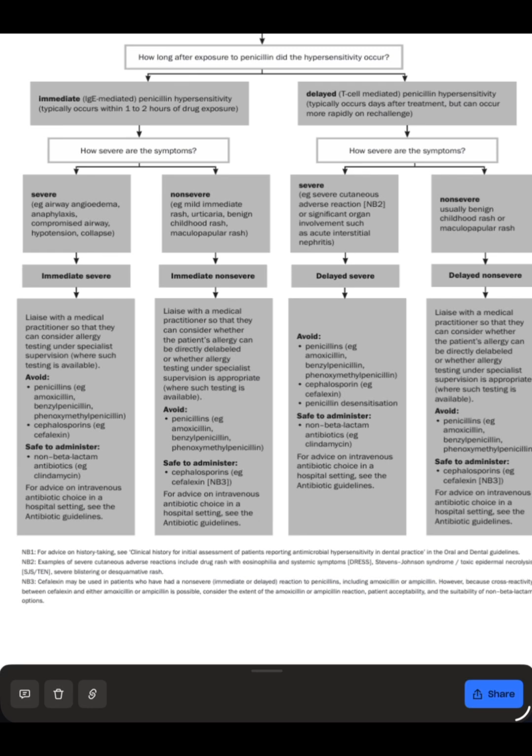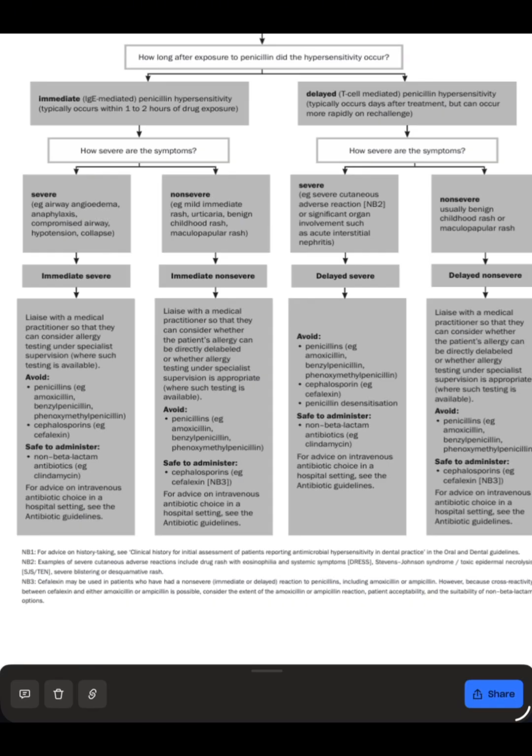Okay, it is safe to administer non-beta lactam antibiotics, for example, clindamycin. For advice on intravenous antibiotic choice in a hospital setting, see the antibiotic guidelines. Okay, that was the severe reaction, immediate severe reaction. Now, what will we do if the patient has immediate non-severe reaction?